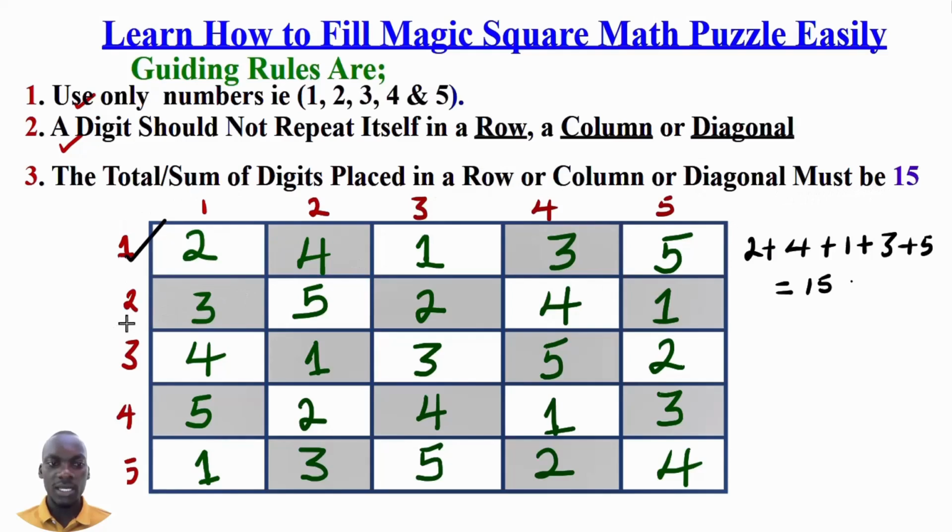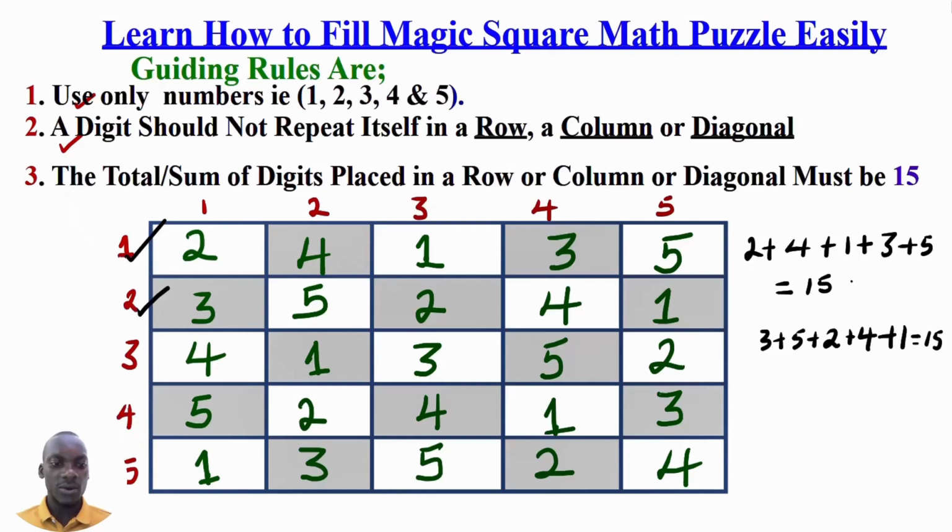Let us cross check row number 2. So in row number 2, we have 3 plus 5 plus 2 plus 4 plus 1. So 3 plus 5, that is 8. 8 plus 2, that is 10. 10 plus 4, that is 14. Then 14 plus 1, that is 15. So row number 2 is also abiding by rule number 3.